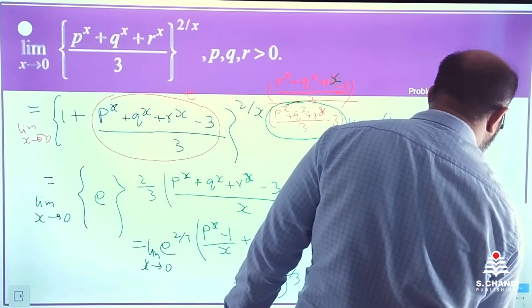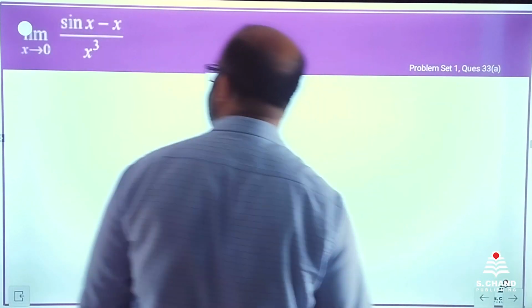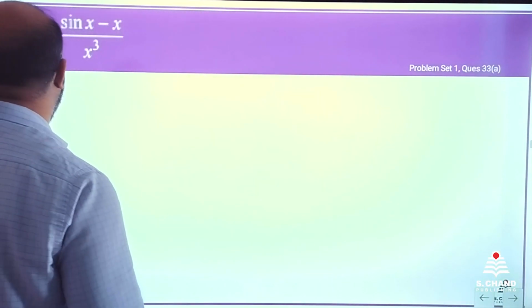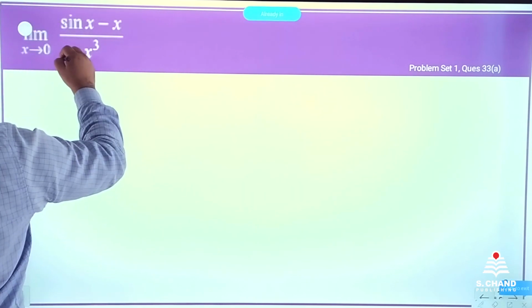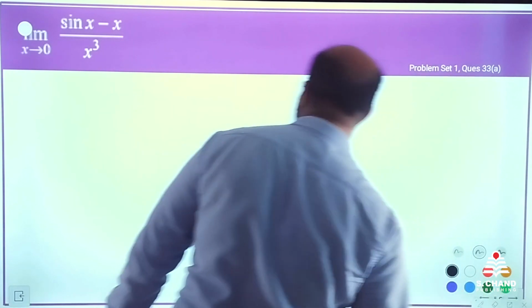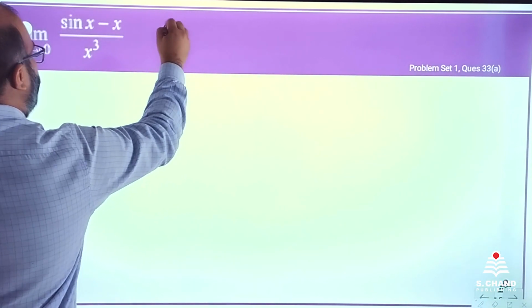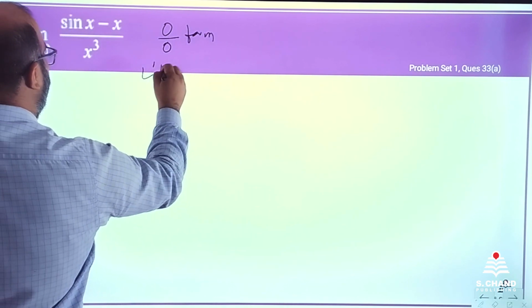So in the next question, let us see what we have. The next question says (sin x minus x) by x cubed, limit x tending towards 0. This is what we have to find here. If we see, this is actually 0 by 0 form. So let us apply the L'Hospital rule.